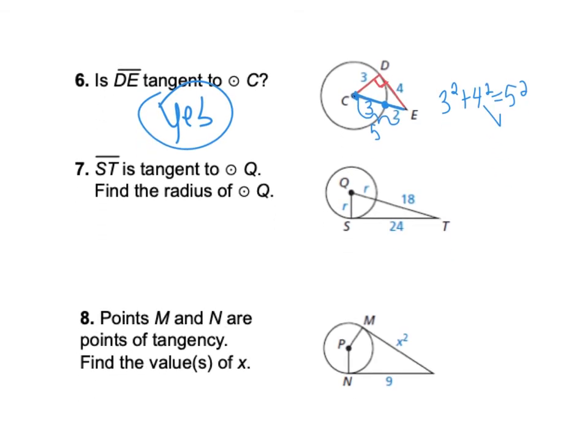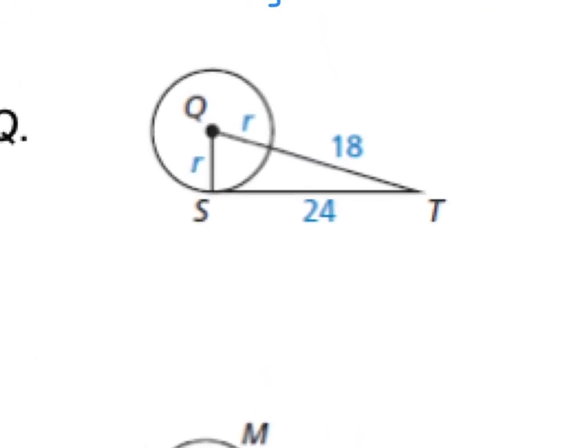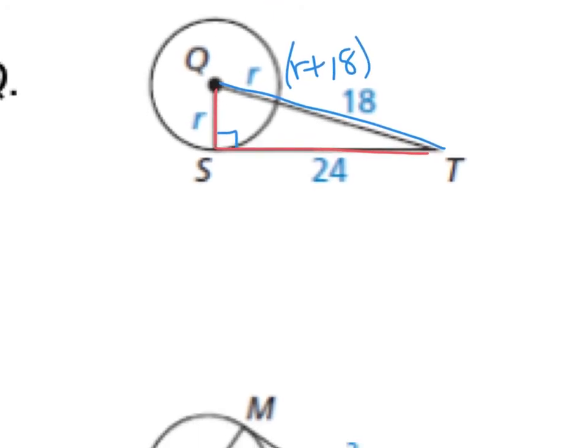Okay, this time you've got ST is tangent to circle Q, find the radius. This is just like what we just did. So we know that this is a right angle. We know we've got our two legs, we've got R and 24, and then our hypotenuse is going to be R plus 18. Okay, and so that means we've got R squared plus 24 squared equals R plus 18 squared.